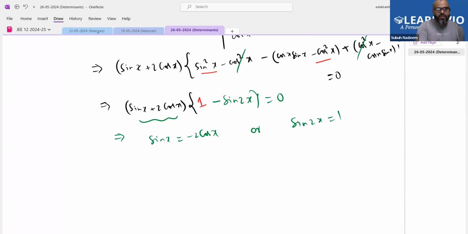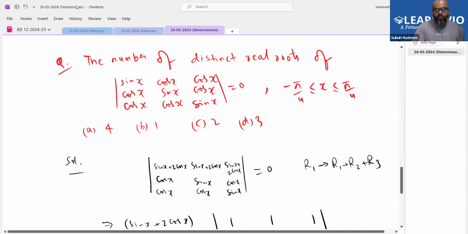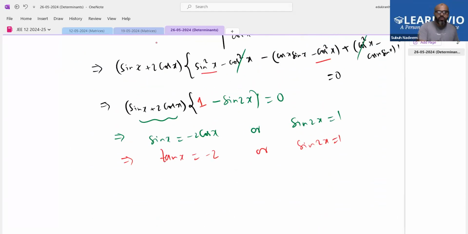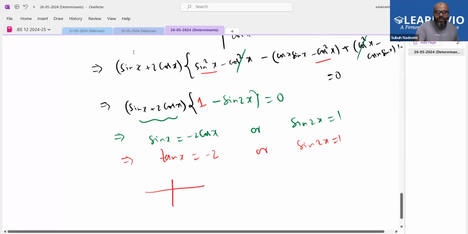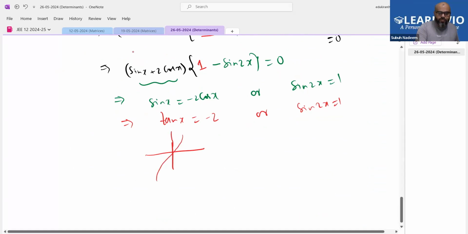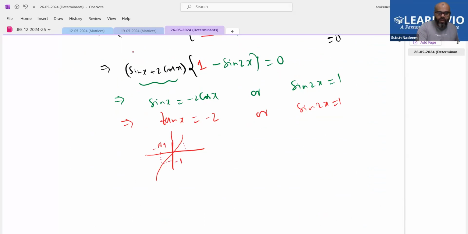So what we can say is tan x is equal to minus 2, or sin 2x is equal to 1. Now the angle is given between minus pi by 4 and pi by 4. So minus 2 is a value for which x will be less than minus pi by 4, because if you remember the graph of tan, at minus pi by 4 it is minus 1, and at pi by 4 it is 1. That is 45 degrees. So between minus pi by 4 to pi by 4, you will get no solution.